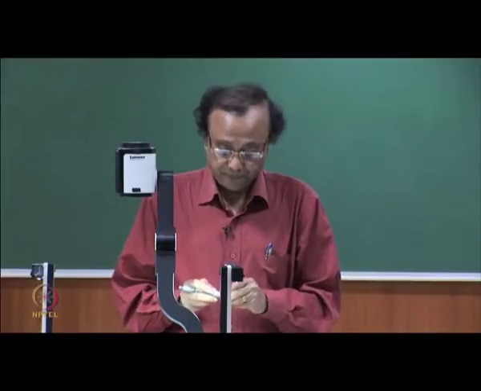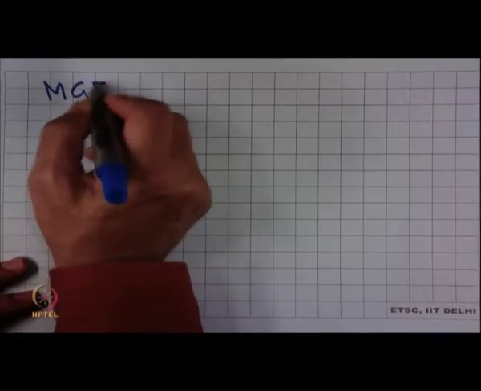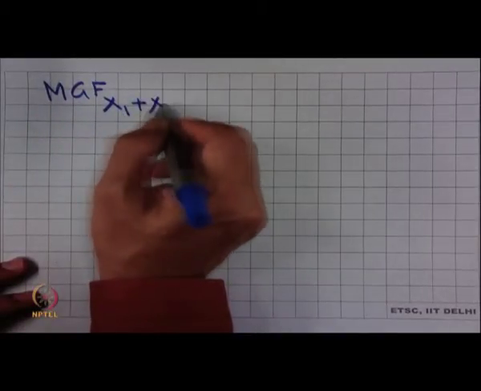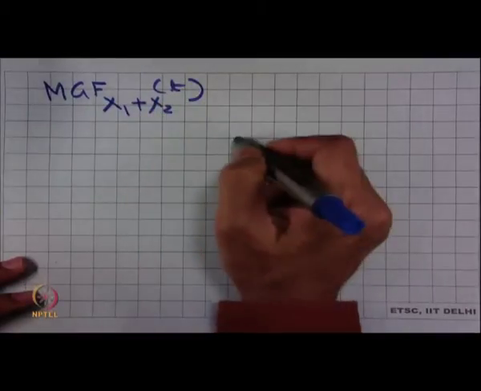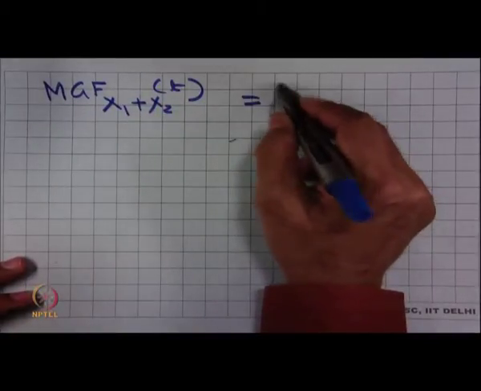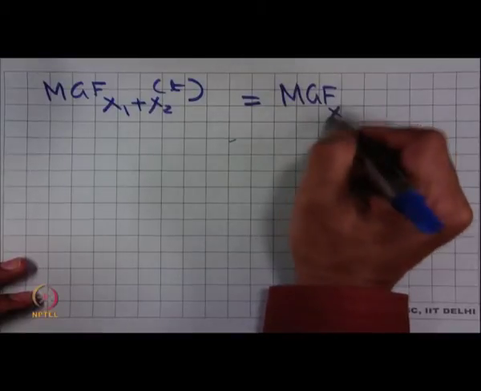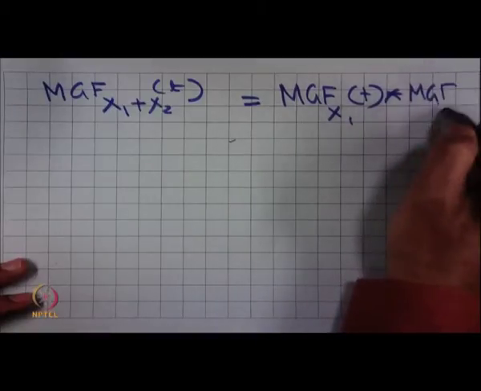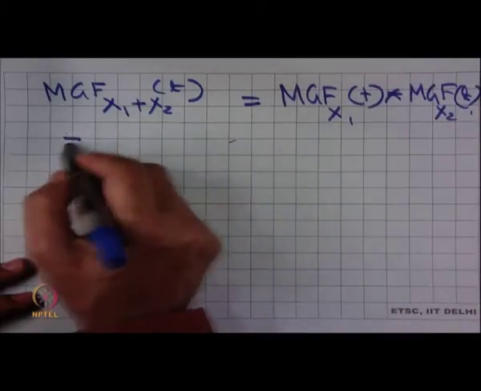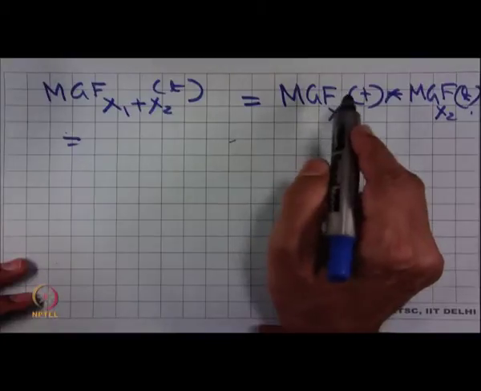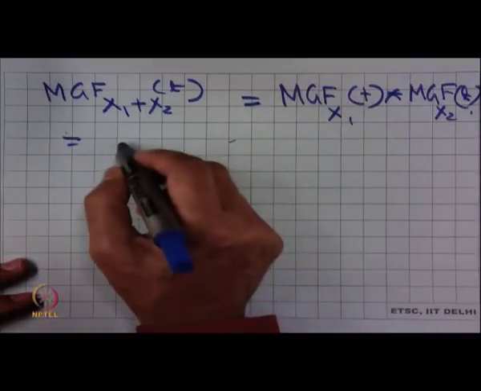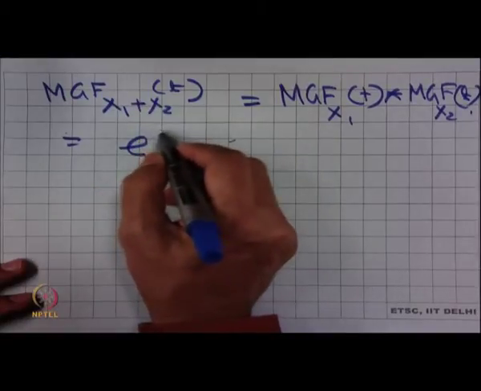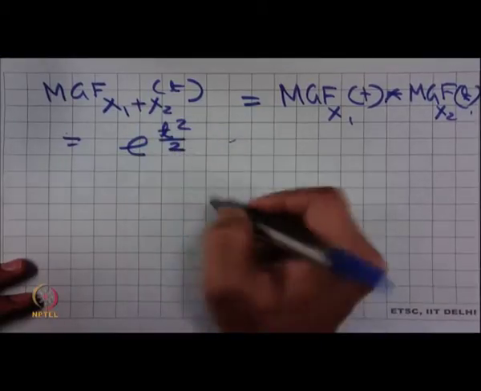This is very simple, because we know that the moment generating function of x 1 plus x 2 is equal to the moment generating function of x 1 multiplied by the moment generating function of x 2, and we know that the moment generating function of x 1 is e to the power t square by 2.